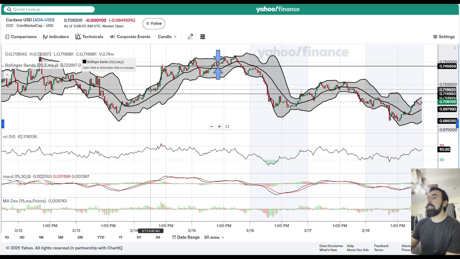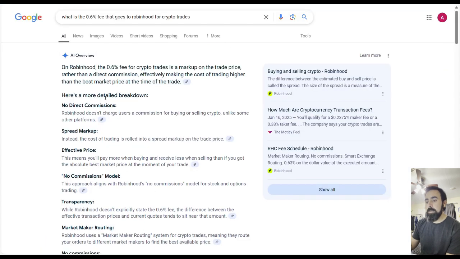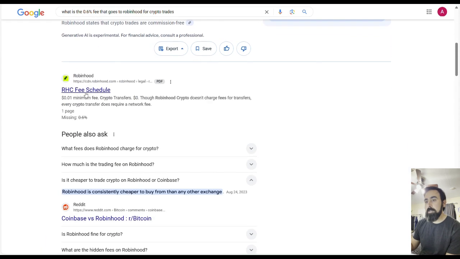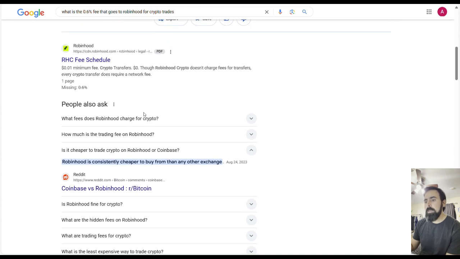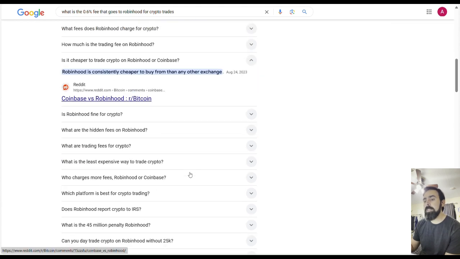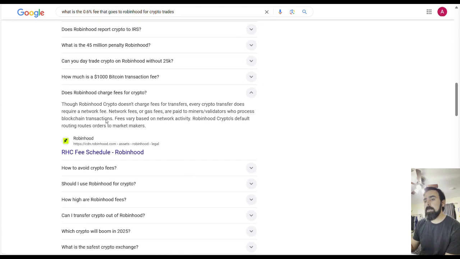So that's the plan. But let's go back and see if we can read a little bit more. There's some other things that I found. So, 1 cent minimum fee for crypto. Robinhood is consistently cheaper to buy from than any other exchange. Though Robinhood crypto doesn't charge fees for transfers, every crypto transfer does require a network fee. Network fees or gas fees are paid to miners who process blockchain transactions.